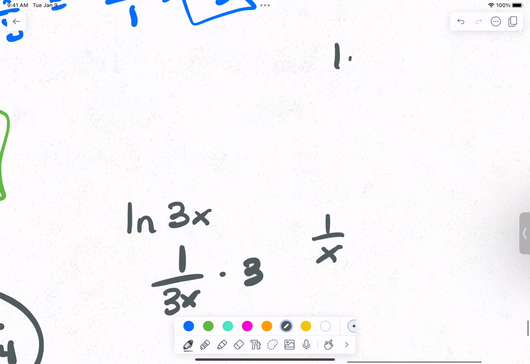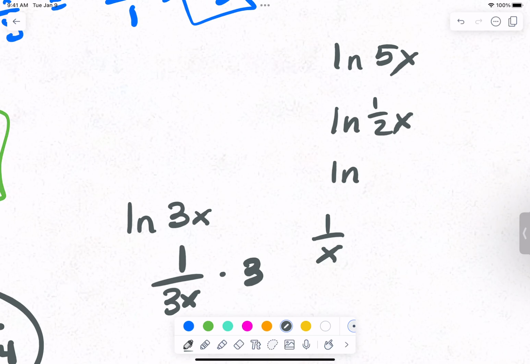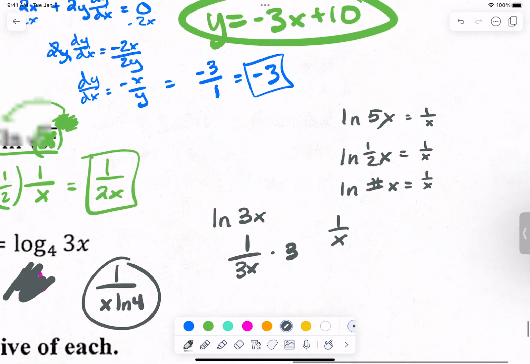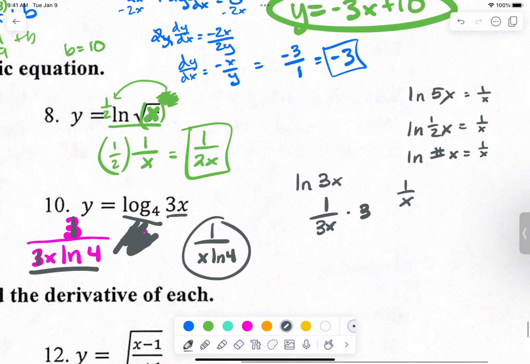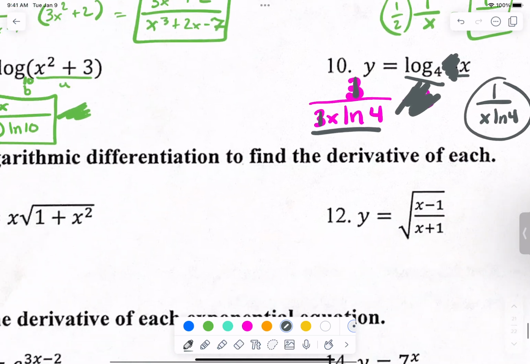So if it's ln of 5x, or ln of 1/2 x, or ln of whatever constant number times x, it's just going to reduce the derivative to be 1 over x, right? Does that make sense? For the same reason, log base 4 of 3x would have been the same as log base 4 of just x, or log base 4 of 5x, or log base 4 of 1/2 x. All of that stuff is going to end up canceling. That makes so much sense.